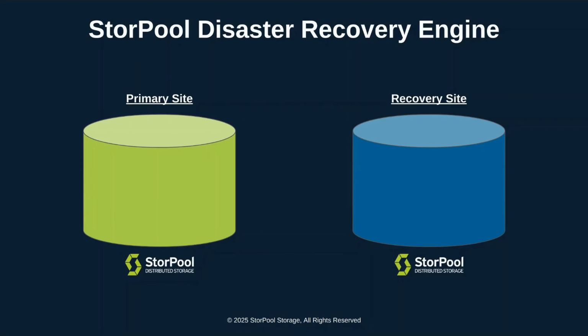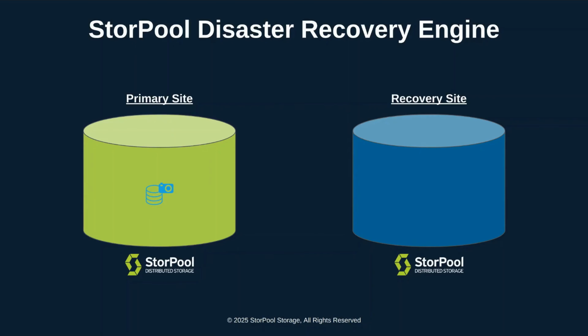You have your primary site and you need to have a recovery site. You'll have data at both sites. You're running StorPool at both sites. And now we can set up automated policies to take snapshots at whatever interval you want. You can do it as often as every 15 minutes in order to provide you with a very low recovery point objective. So we take that snapshot.